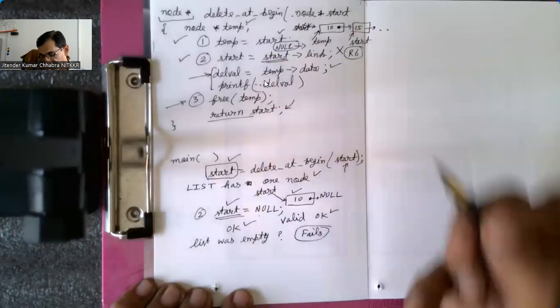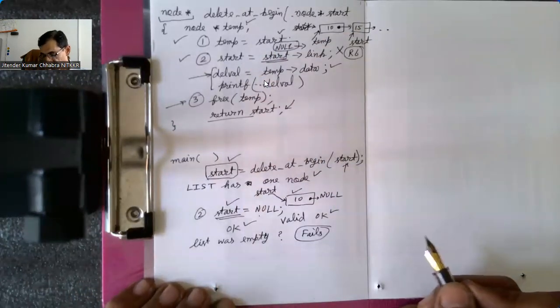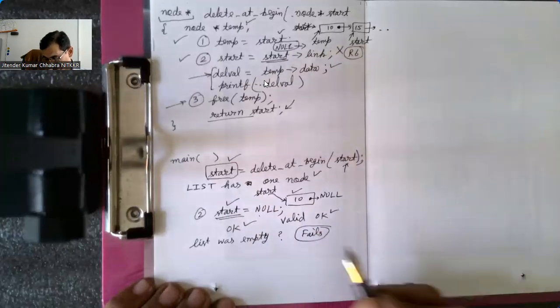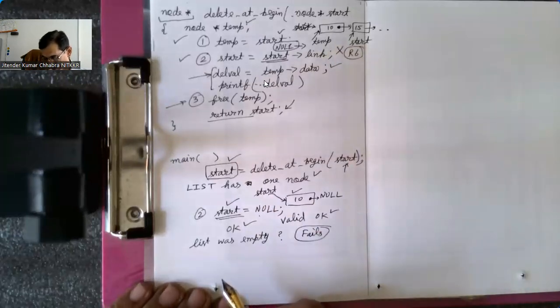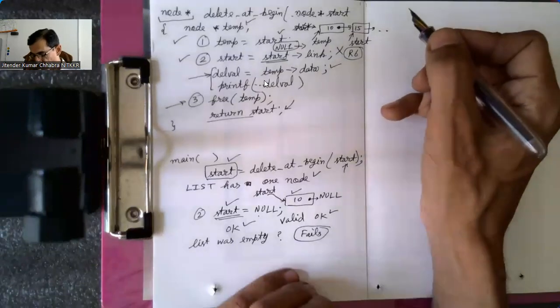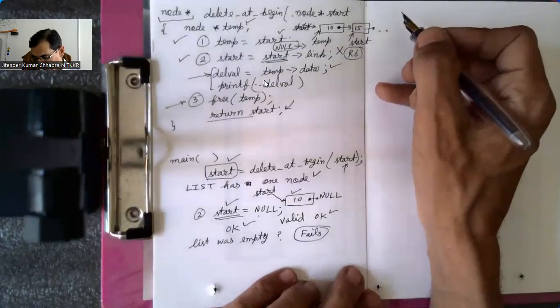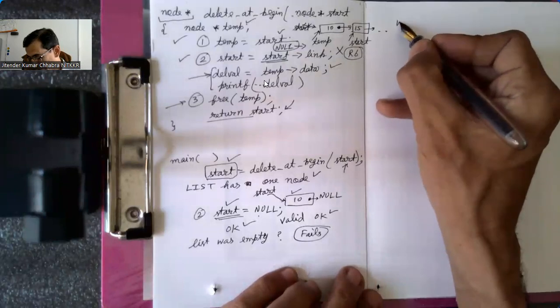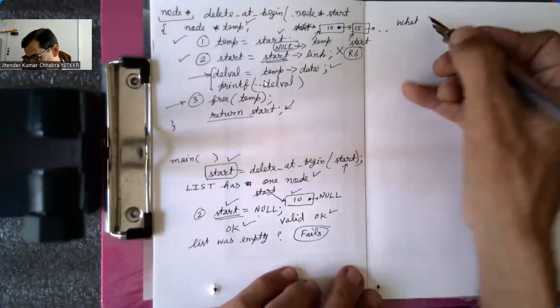Of course, I can write a separate statement: if start is null, then accordingly I can write an extra if and handle all that also. So that we have to understand. But yes, at least we must try to implement for valid cases. Okay, what if I wanted a del val to be sent back?